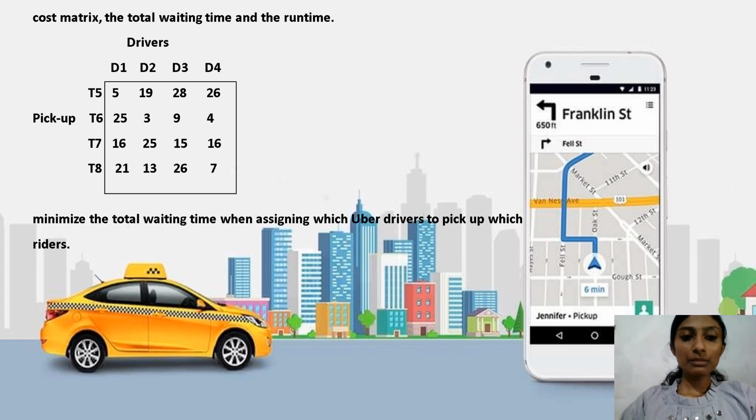So our aim is to minimize the total waiting time when assigning which Uber drivers pick up which riders. When we assign a driver to pick a rider, the total waiting time must be small. That is our aim. And this is the problem. Uber solved this problem using an operation research method. Let's see the solution.